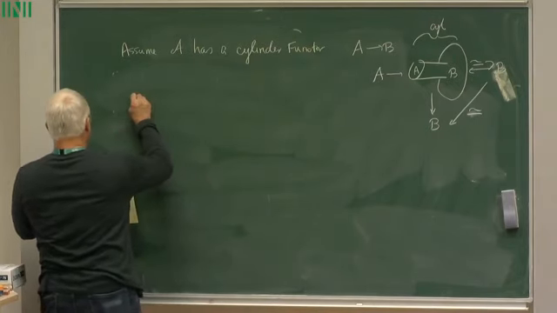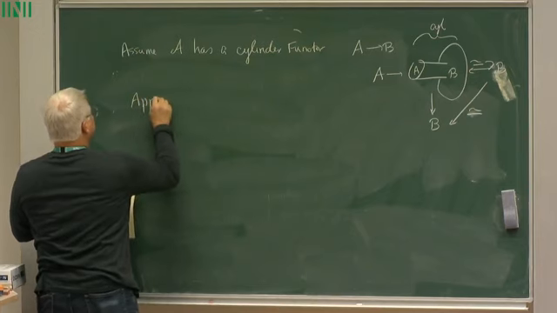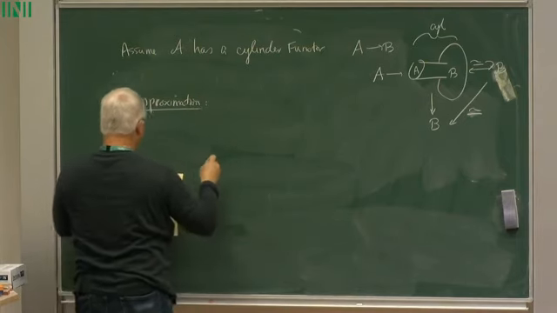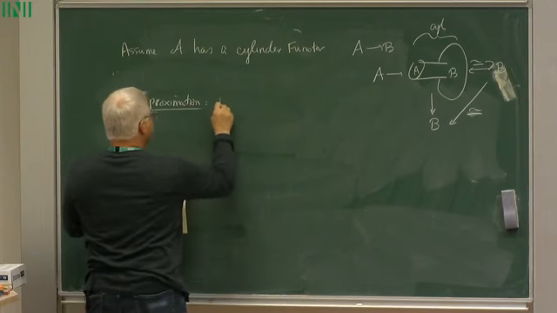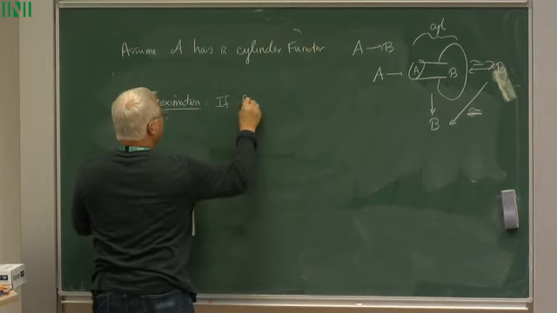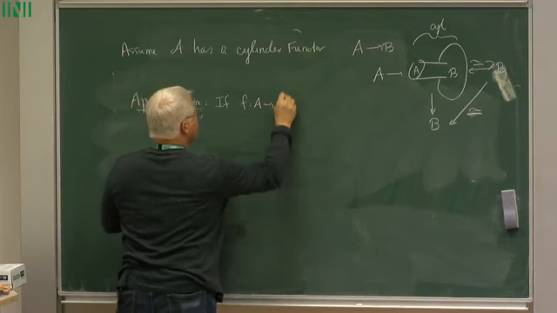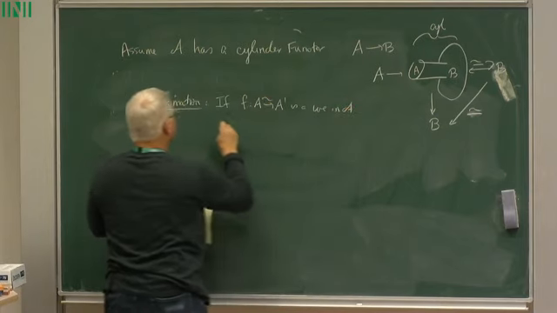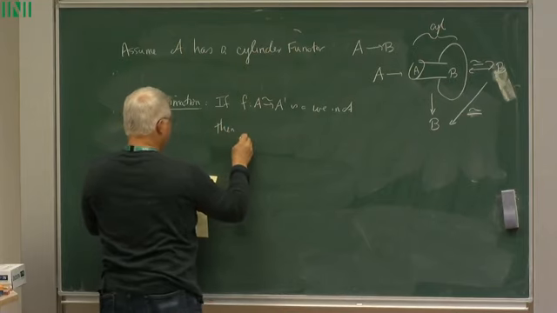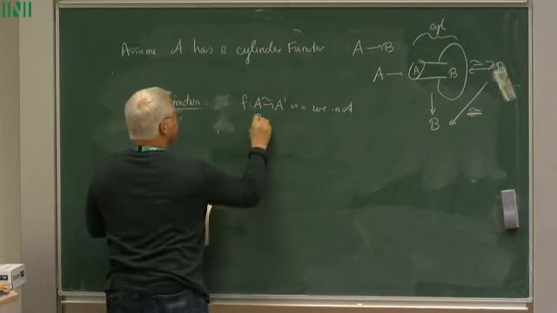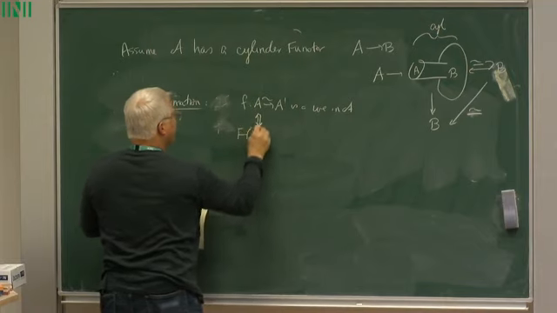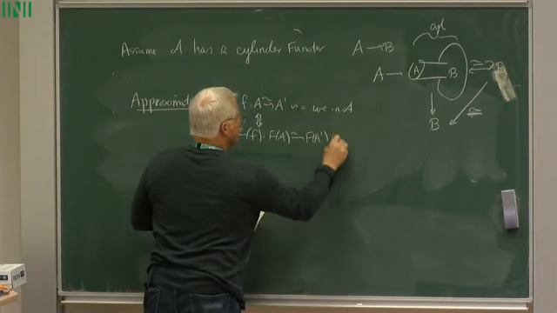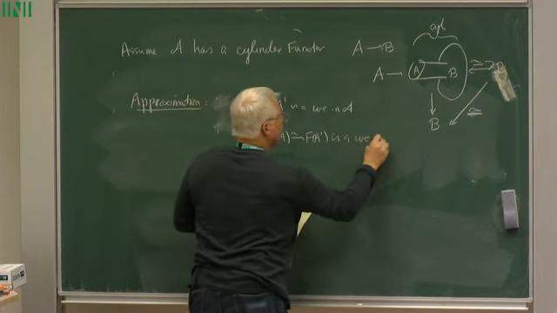Then the approximation property says that f from A to A prime is a weak equivalence in A if and only if f of f from f of A to f of A prime is a weak equivalence in B.